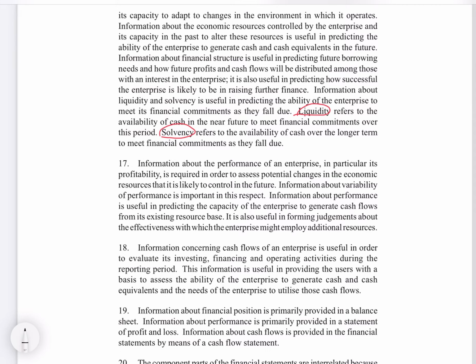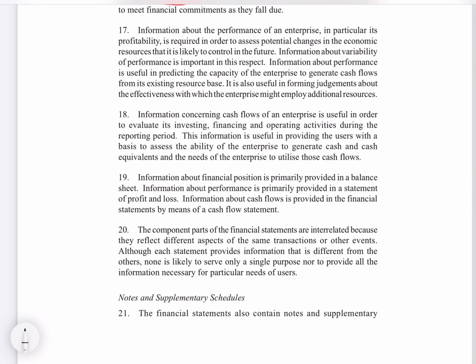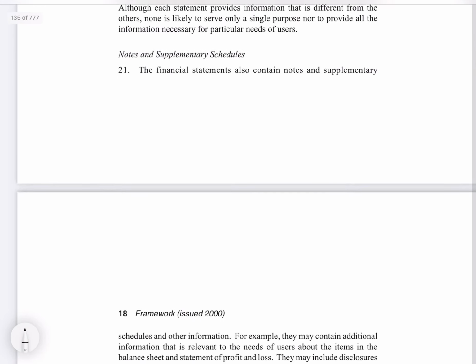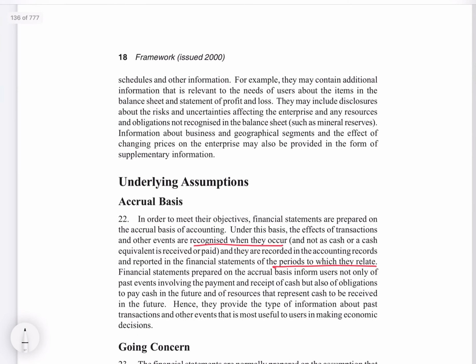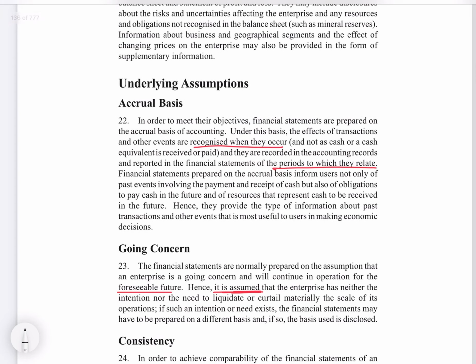So you will get the definition of liquidity and solvency. I will read it out. Liquidity refers to the availability of cash in the near future to meet financial commitments over this period, and solvency refers to the availability of cash over the longer term to meet financial commitments as they fall due. Okay. So these are the main areas I will be covering, which is something called underlying assumptions.